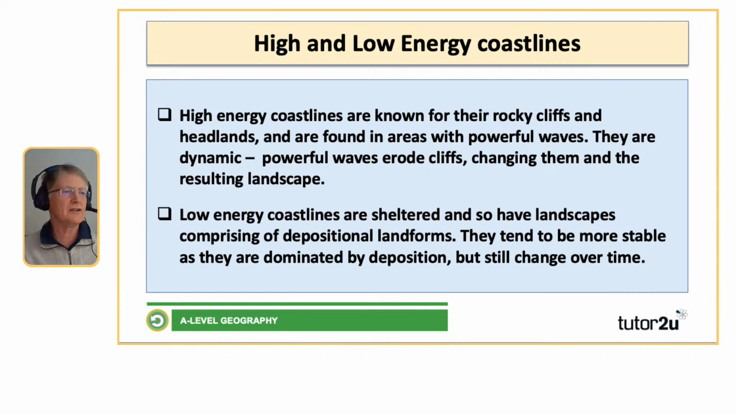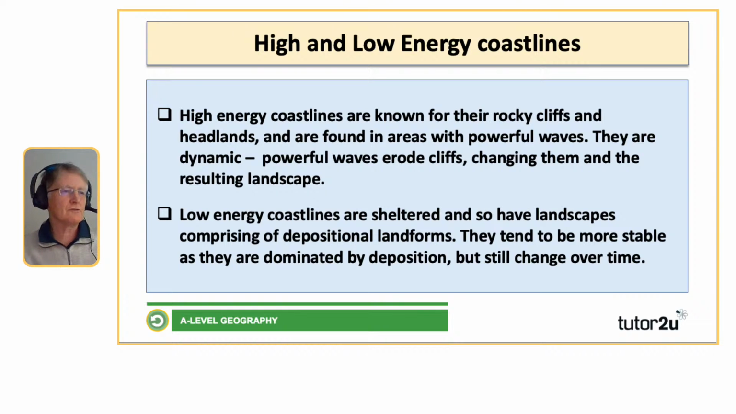of coastlines are. So higher energy coastlines, they're well known for rocky cliffs and headlands, typical of what you might see in places like Cornwall, the west of Ireland, some to the west of Scotland. They're quite dynamic, powerful waves are eroding the cliffs, and they change them and create quite often quite spectacular landscapes.